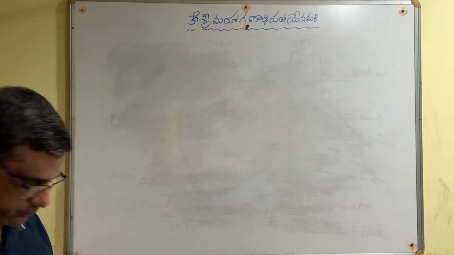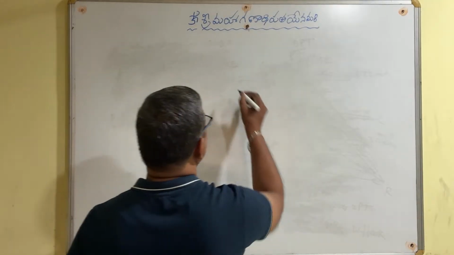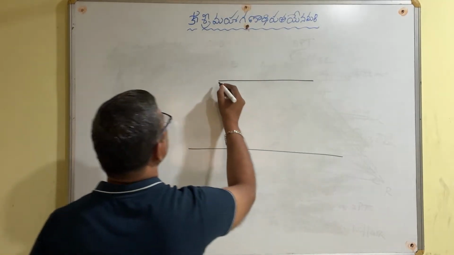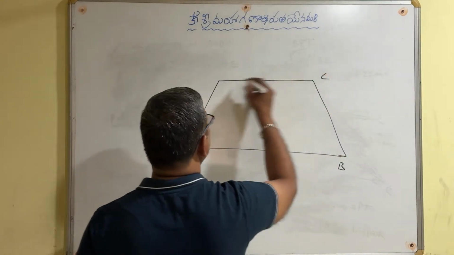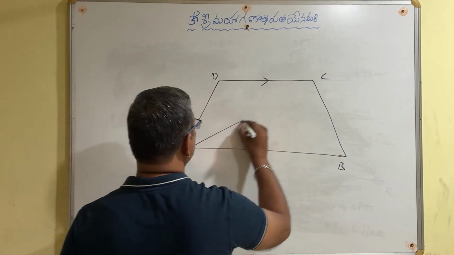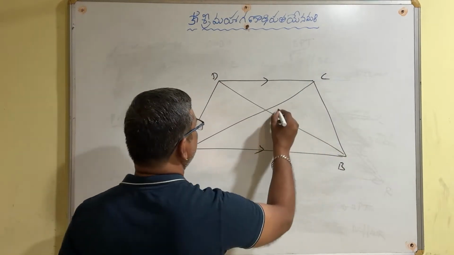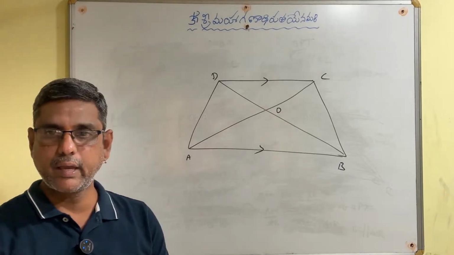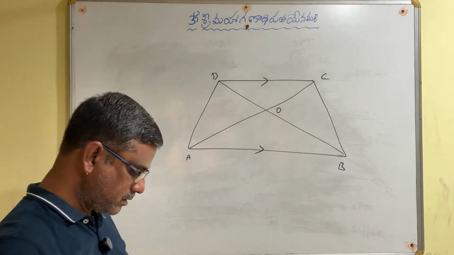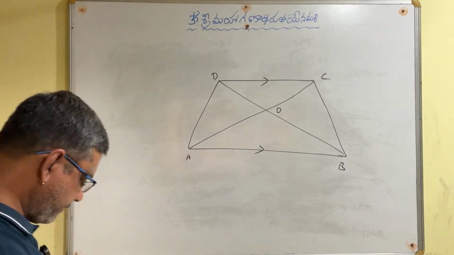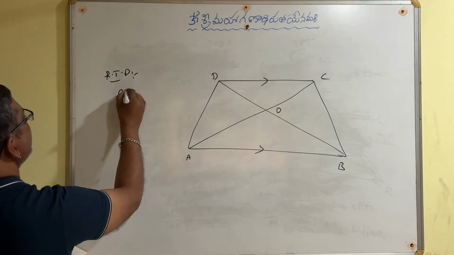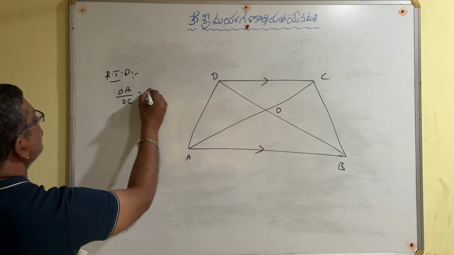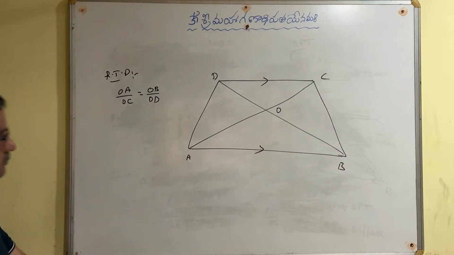Question number 3. ABCD is a trapezium in which AB is parallel to DC, and diagonals AC and BD intersect each other at O. Using similarity criteria, we have to prove that, required to prove, OA by OC is equal to OB by OD. This is the problem.